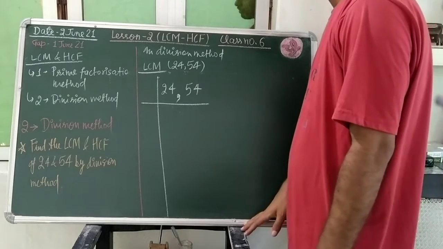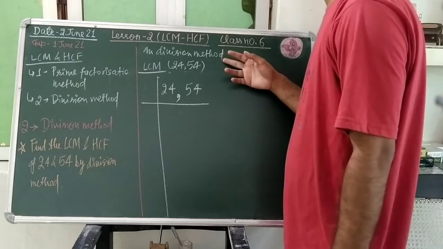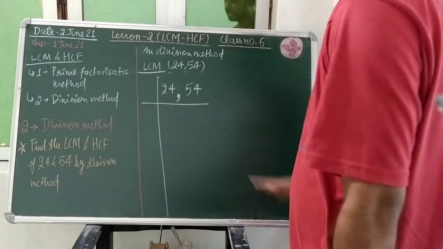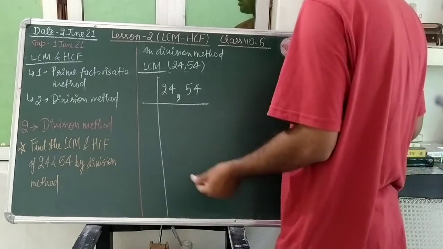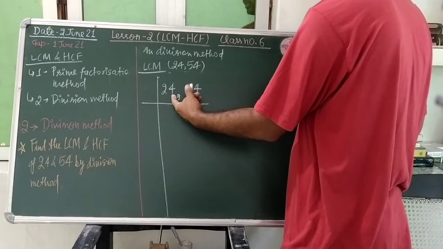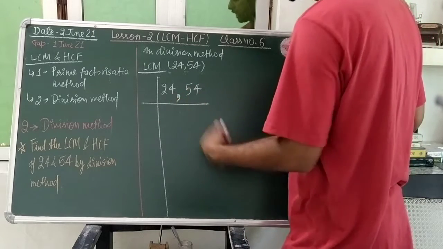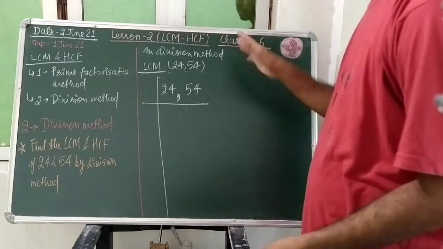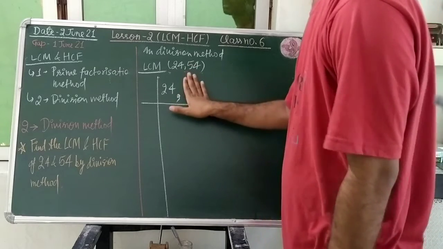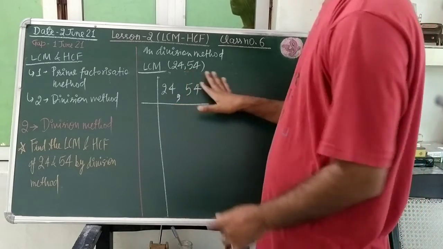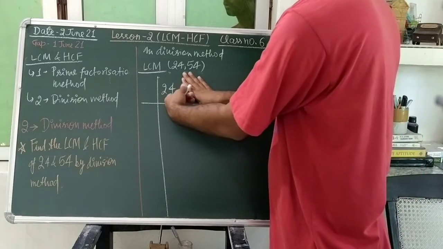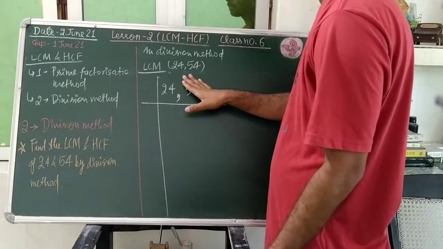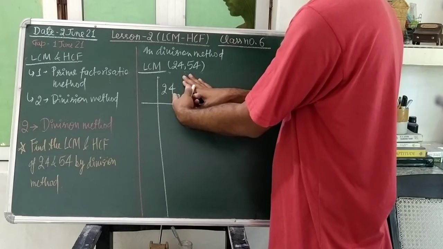Since here in the division method, if you want to know the LCM, 1 we will not select. We shall start from 2. So whether 2 is going to divide this 24, yes, 2 will divide it, and 2 is also going to divide this 54. At one time you can check only one number. First number you have selected, whether 2 is going to divide this, yes. 24 is divisible by 2 as the unit place is an even number.